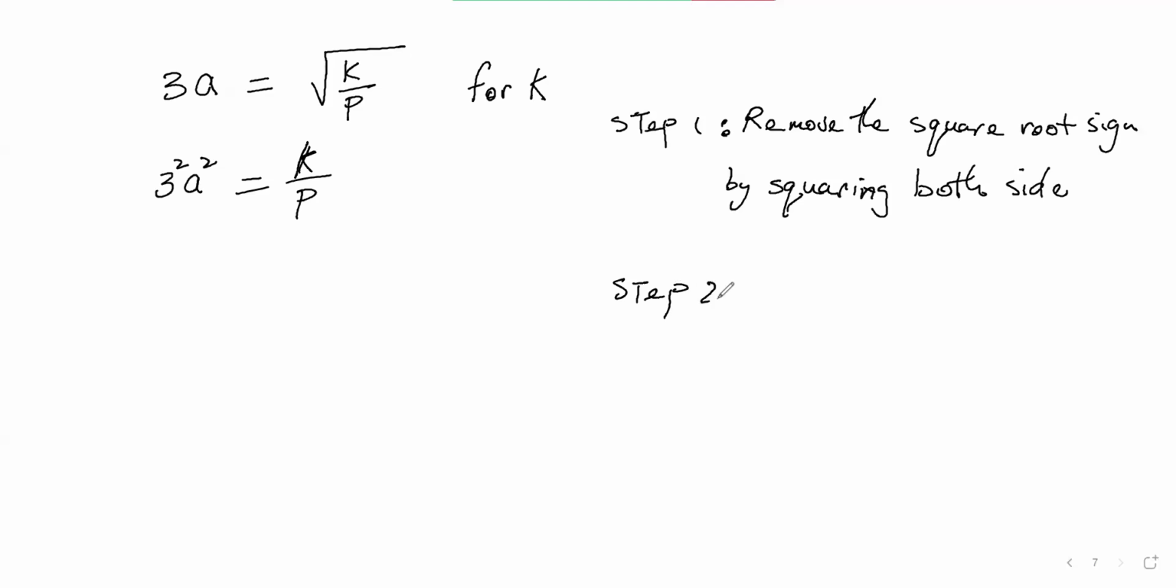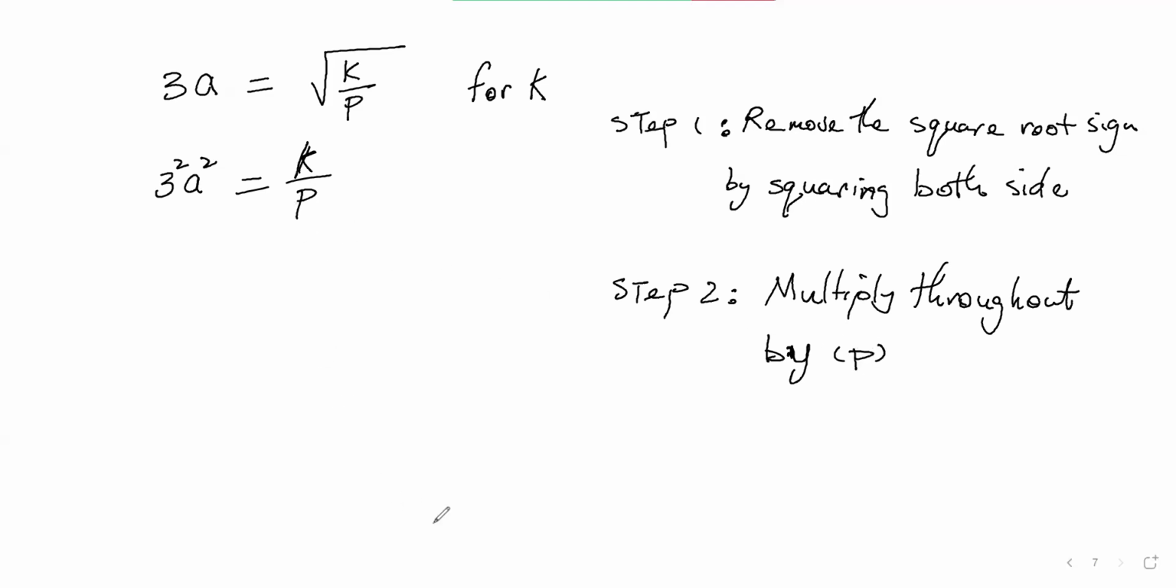step 2, multiply by P. So if I multiply throughout by P or I cross multiply, my answer is 3 squared A squared P. So K is equal to that. Any questions? Any questions?